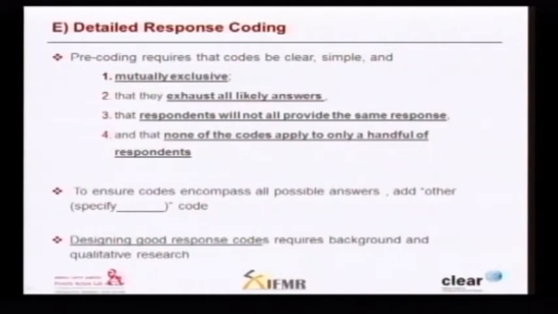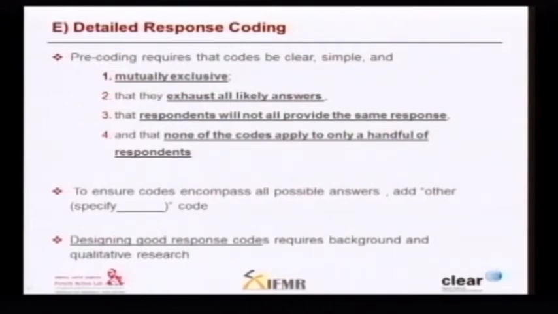So while we're also talking about designing questions, it's important to think about how you're designing the answers to these closed-ended questions. A lot of time and energy goes into designing and having detailed response codes. While designing these response codes, it's important to know that each one of them should be mutually exclusive. So there should be no overlap between the different answer choices that you're offering. They shouldn't be too broad that it applies to everyone, and they shouldn't be too narrow that it applies to no one. They should also exhaust all possible likely answers.